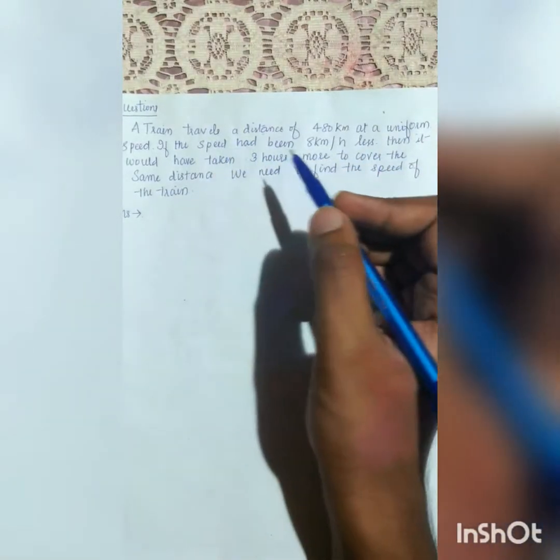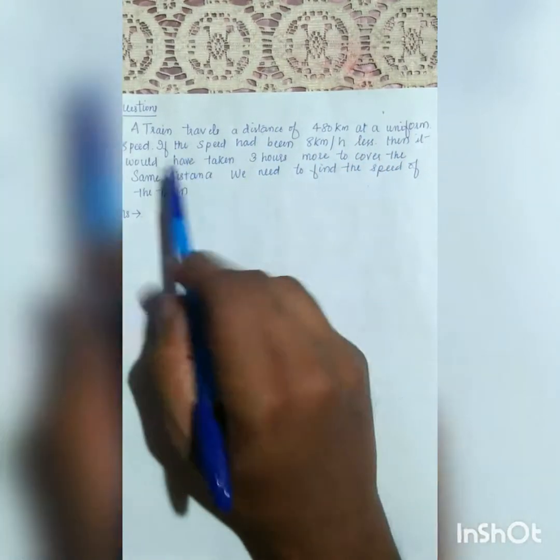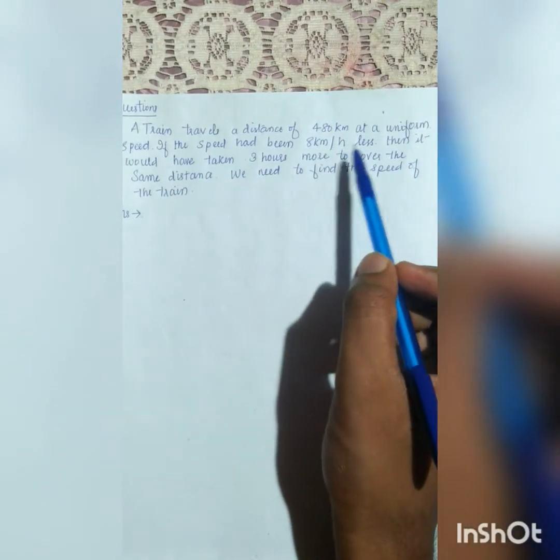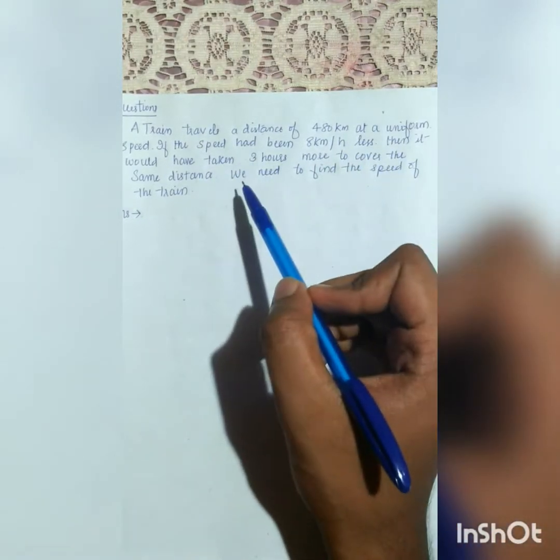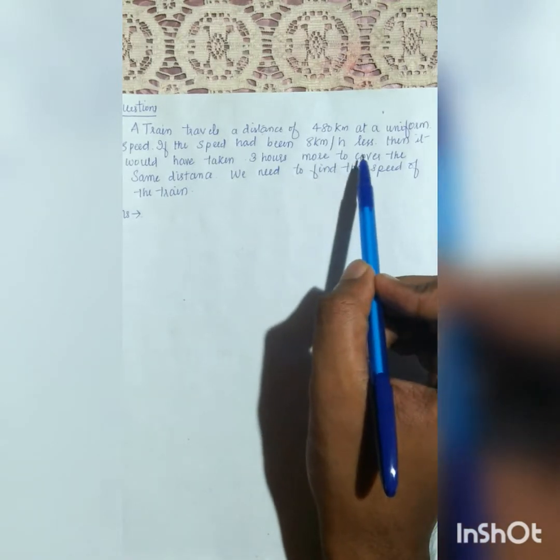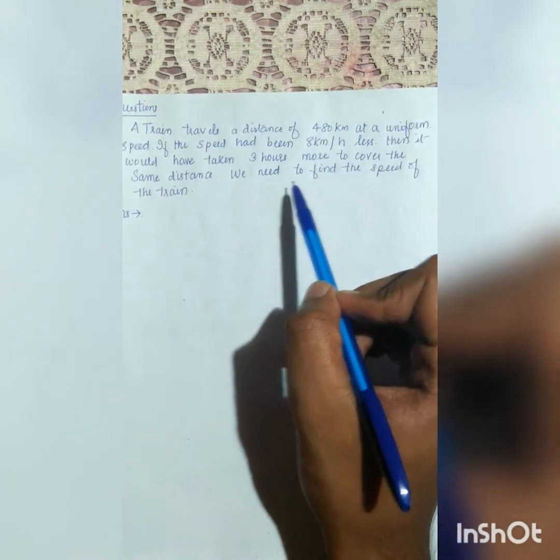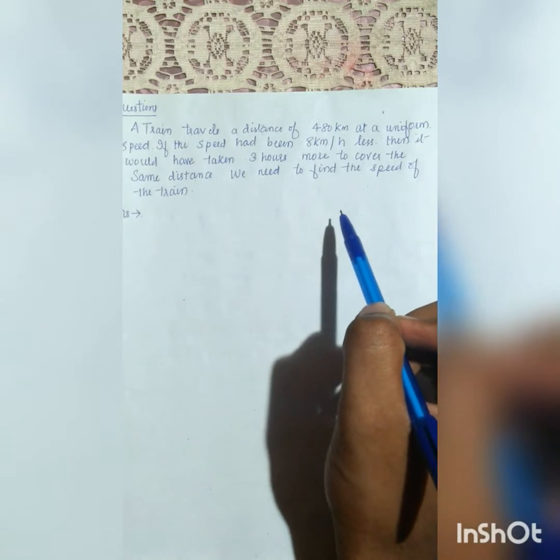So let us now solve the questions. We have this question: a train travels a distance of 480 km at a uniform speed. If the speed had been 8 km/h less, then it would have taken 3 hours more to cover the same distance. We need to find the speed of the train.